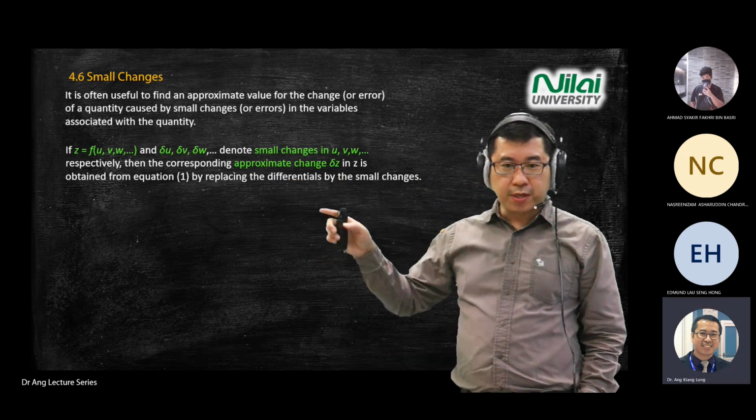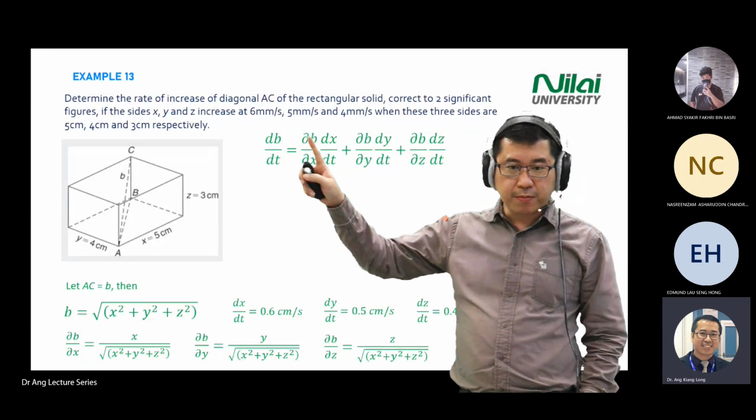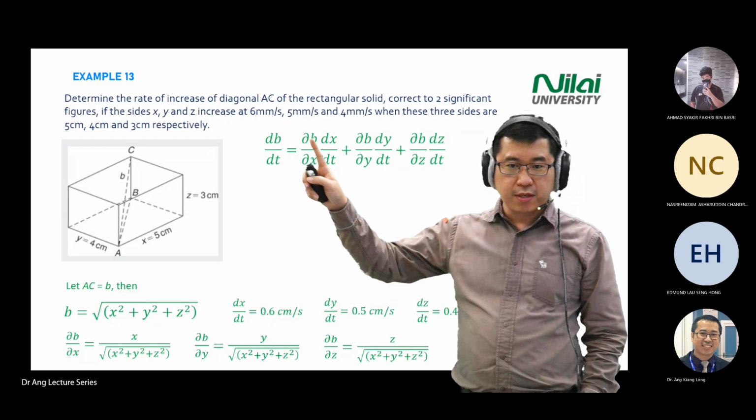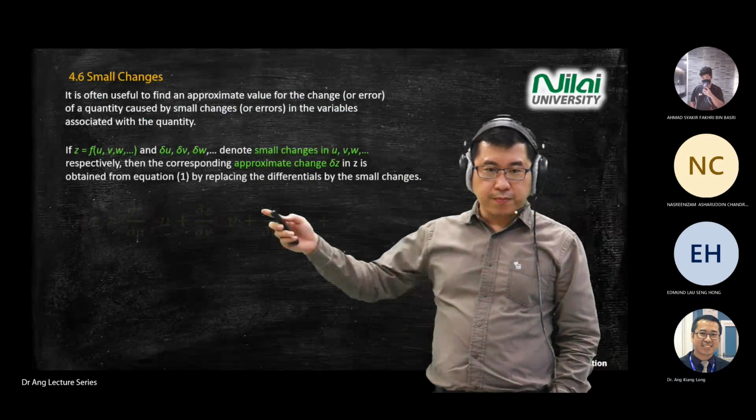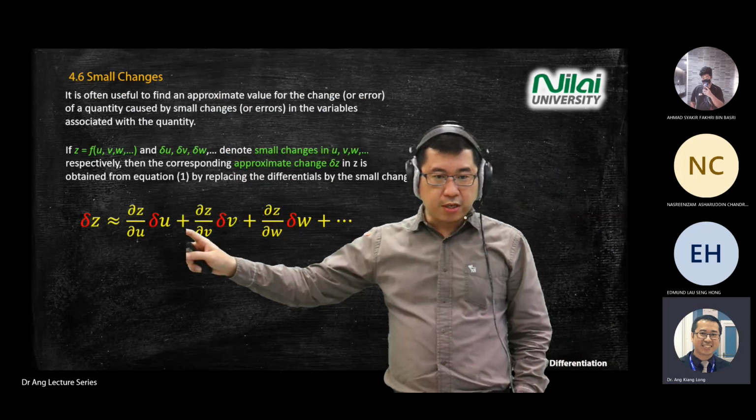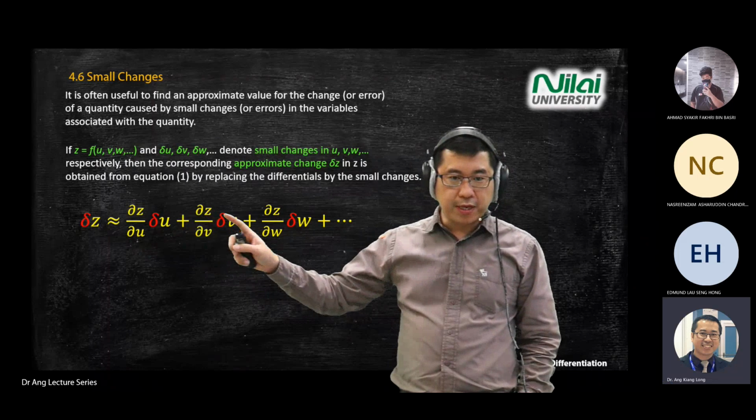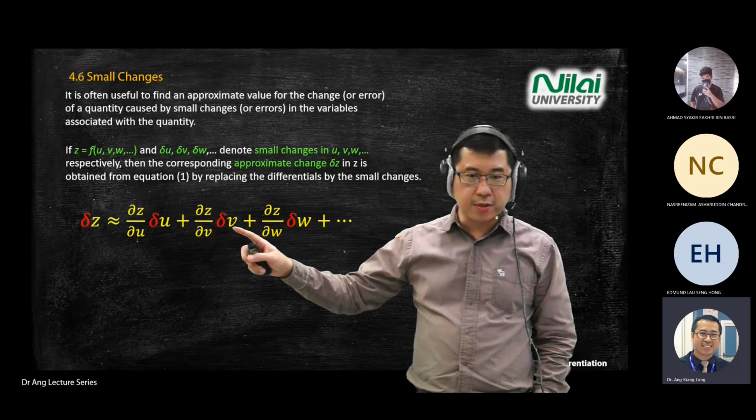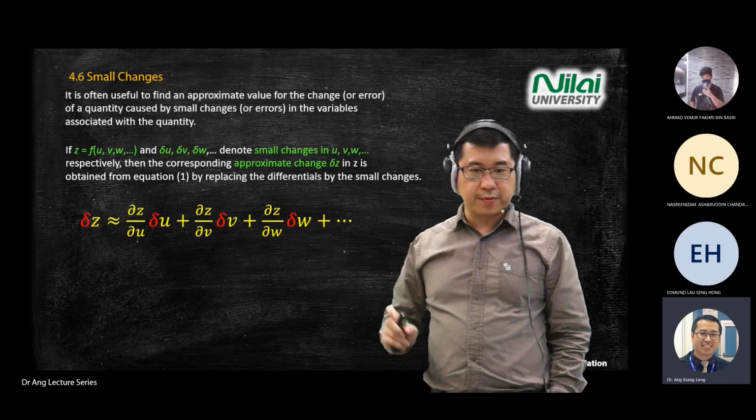The symbol is this one. Previously, the del symbol was an inverted 6. But for small changes, the symbol will be this one, in red color. It is like the number 6, but a little bit curvy.